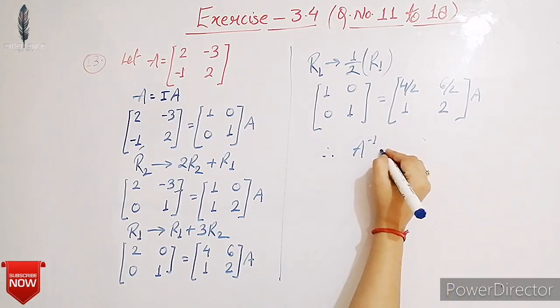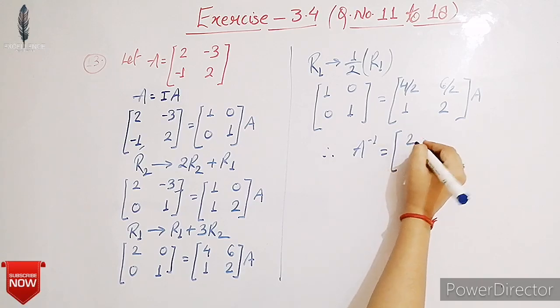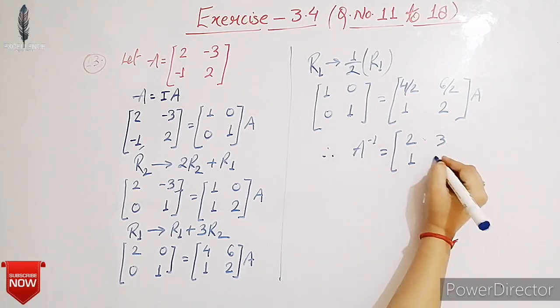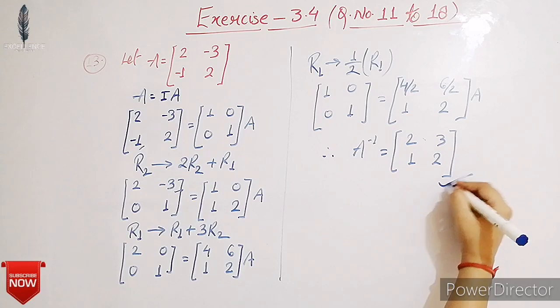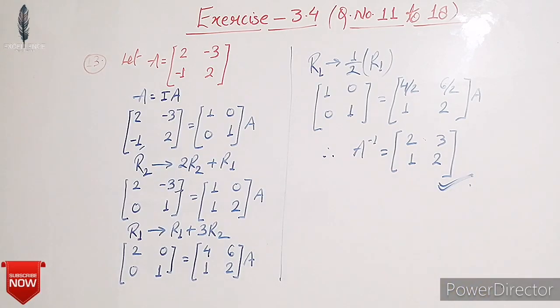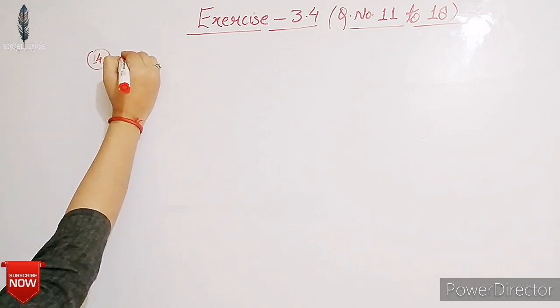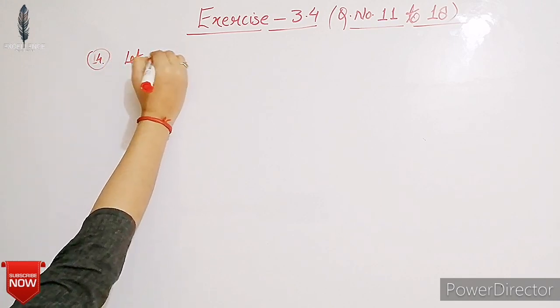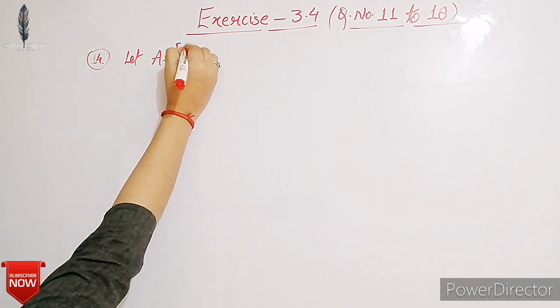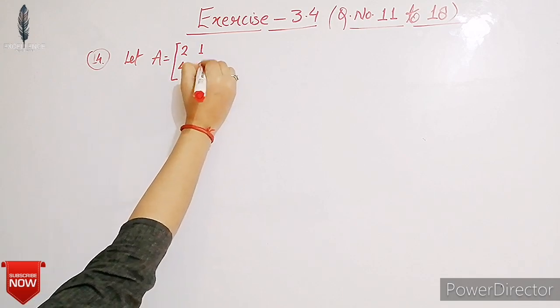So A inverse is 4 by 2, that is 2, 6 by 2, that is 3 and here 1 2 is the required inverse of given matrix. Let's see the next question, question number 14. Here A equals to 2 1 4 2.